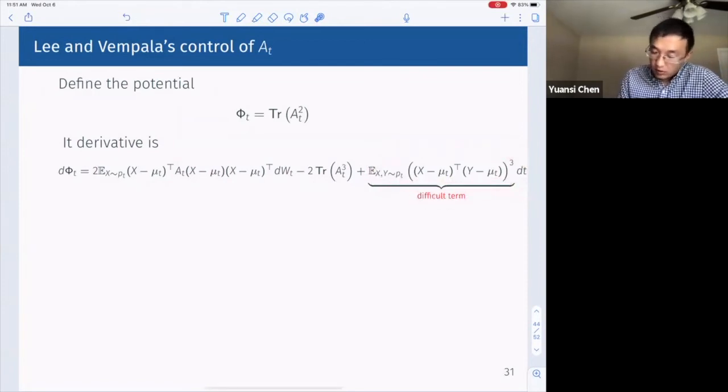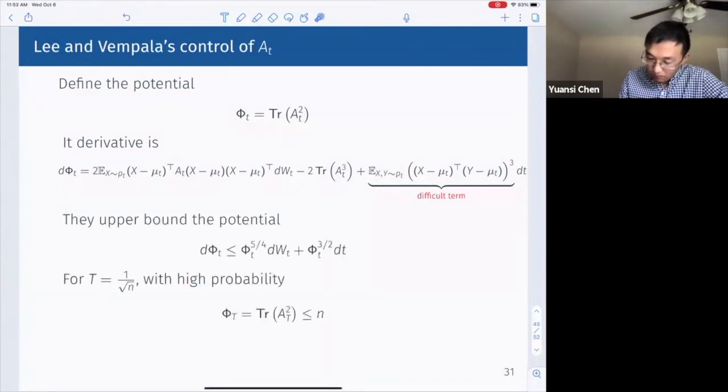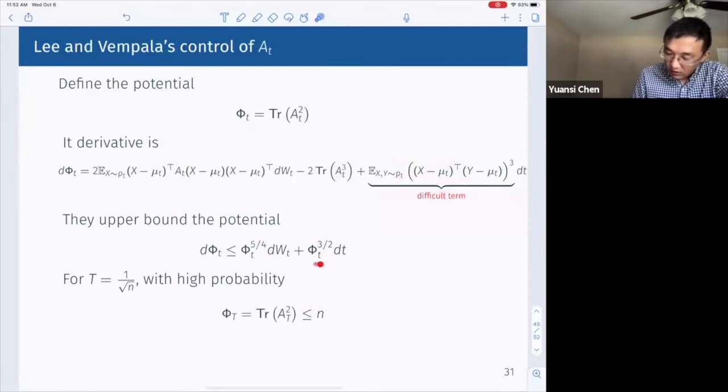This was the difficult part in their proof, and they have some smart tricks to bound this third moment. Basically you want to relate this third moment to something related to this phi_t, a function of the third moment and a function of the second moment, right? So they end up proving that this difficult term will be bounded by phi_t to the 3/2, which looks reasonable, but in general, it's not easy to prove this type of inequality. So they end up with the drift term like this, and the martingale part, they also have a good way to bound it, but it does not matter too much. The main dependency comes from the drift term.